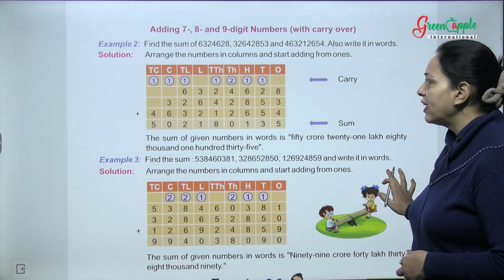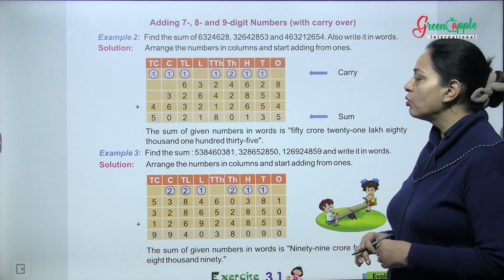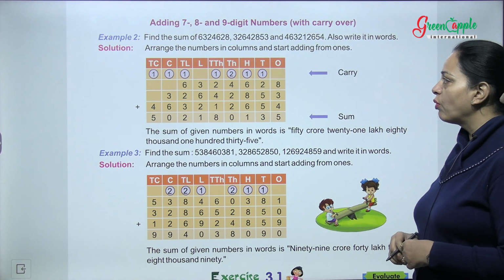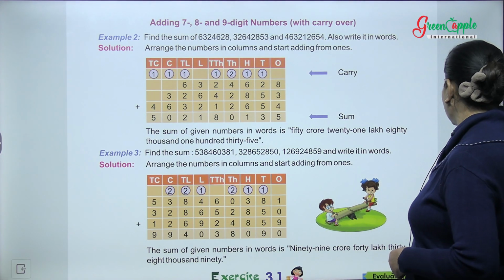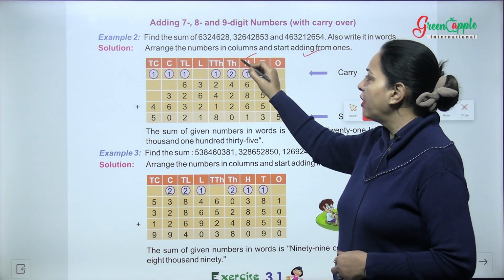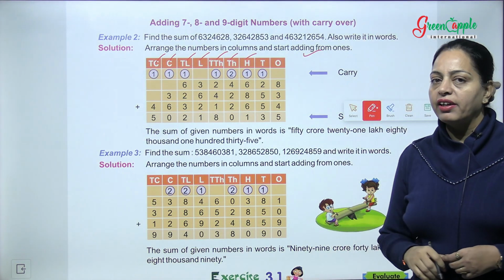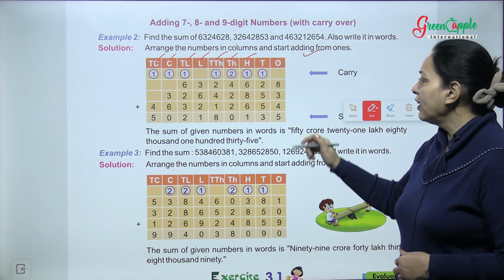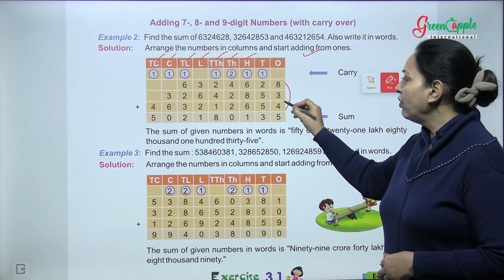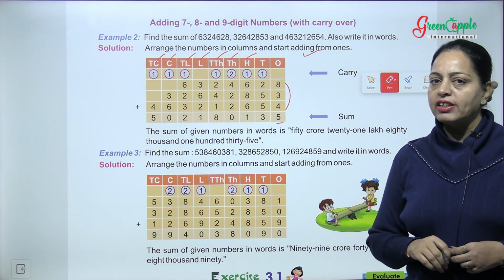Now come to the next: adding 7, 8 and 9 digit numbers with carryover. See example 2: find the sum of these 3 numbers and also write it in words. So first arrange the numbers in columns and then start adding from ones. So ones, tens, hundred, thousand, 10,000, lakh, 10 lakh, crore, 10 crore. Write the numbers. Now start adding from ones. Add the ones digit: 8, 3, 11 and 4, 15. So write 5 here and carry 1 to the tens column.